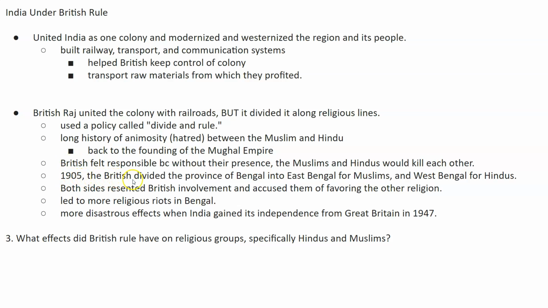In 1905, the British divided the province of Bengal into East Bengal for Muslims and West Bengal for Hindus. Both sides resented British involvement and accused them of favoring the other religion. This led to more religious riots in Bengal. More disastrous effects came when India gained its independence from Great Britain in 1947, and we'll talk about that. So answer this question in the Edpuzzle based on this page. What effects did British rule have on religious groups, specifically Hindus and Muslims?